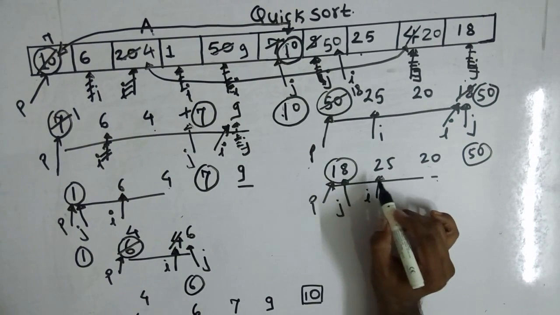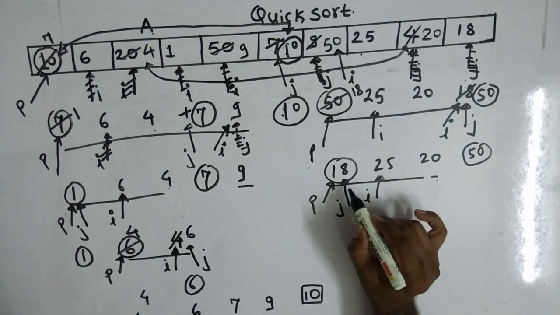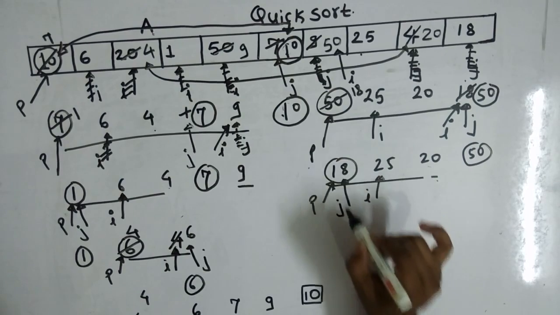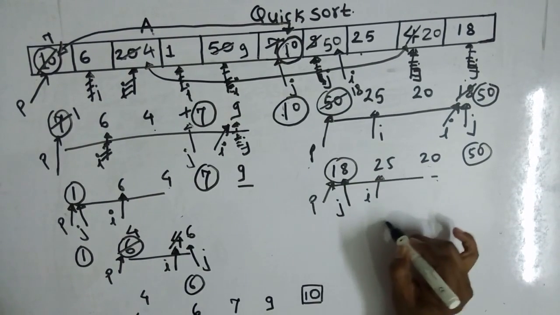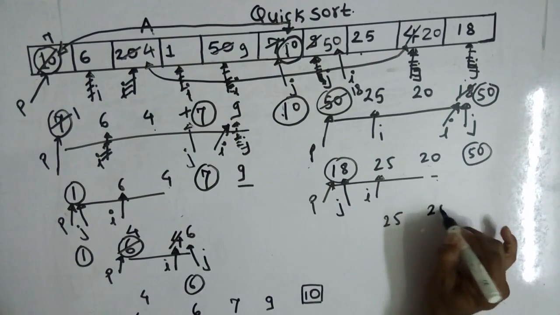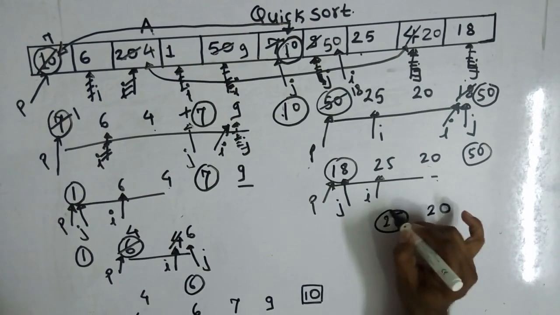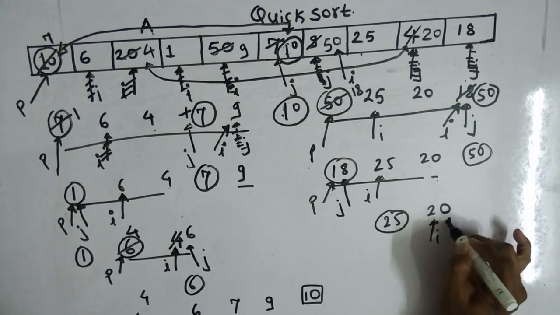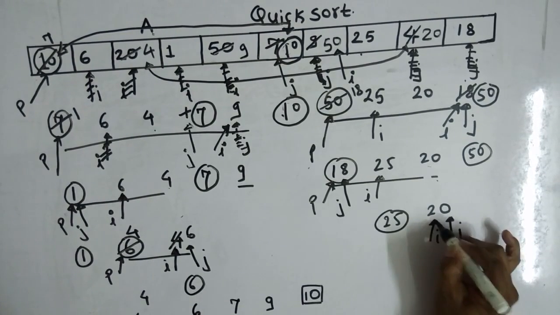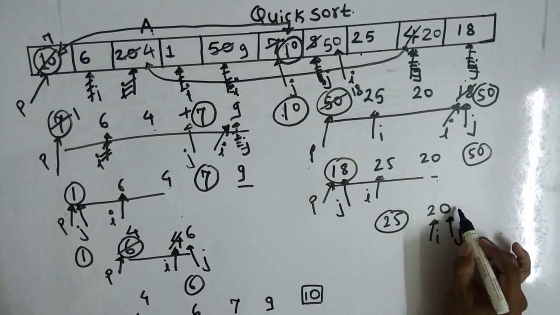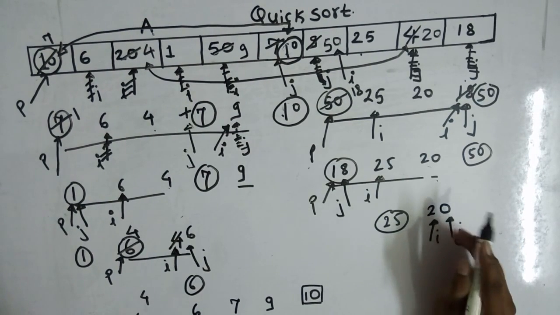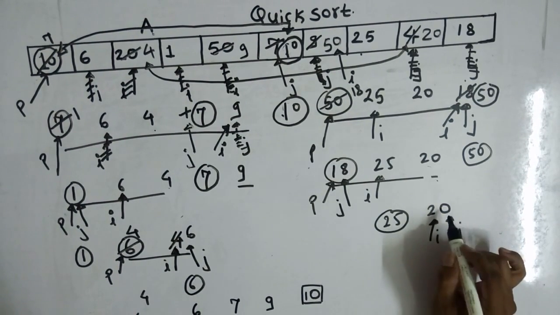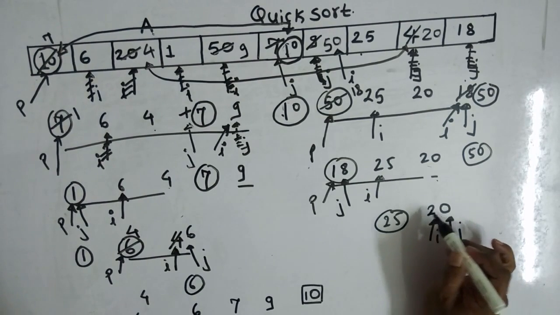I and j have crossed each other, so swap pivot with j, but pivot and j are really the same. So pivot will, after partitioning, sit there itself. So left part will contain nothing, right part will contain two elements, that is 25 and 20. So sort them. Assume this as pivot, this is i, and this is j. Increment i, but can't increment, this is the last element. So decrement j till you find the element lesser than pivot. So 20 itself is lesser than pivot, so j will also stop there. So i and j have crossed each other, so swap pivot with j.